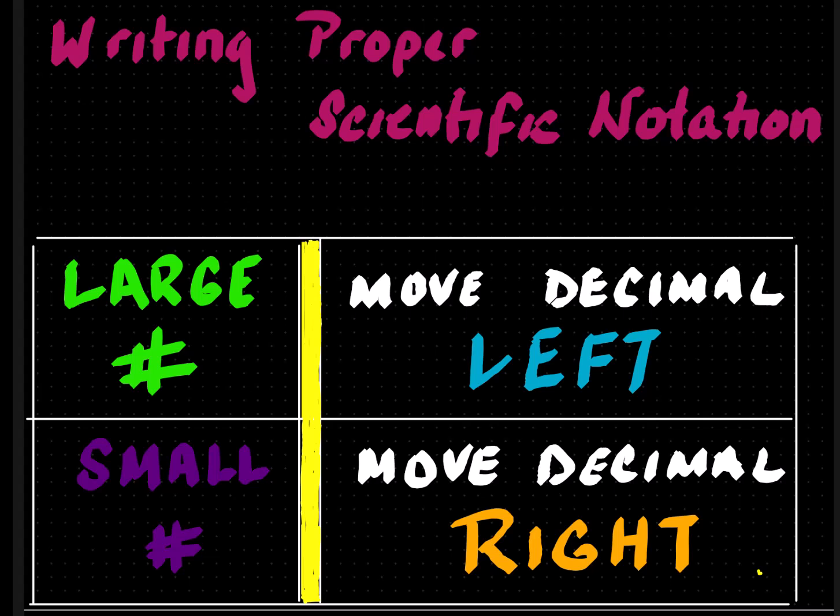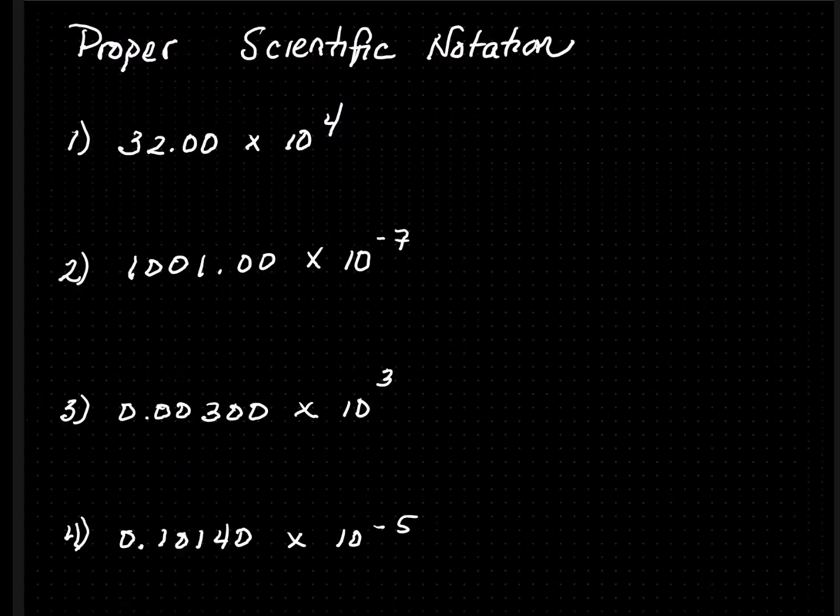Writing proper scientific notation. For large numbers, we move the decimal to the left until we have 1 digit to the left of the decimal. For small numbers, we move the decimal to the right until there is 1 digit left of the decimal. Pause the video. Write the following into proper scientific notation. Some are already written in scientific notation, but they are not proper. And then check your answers.